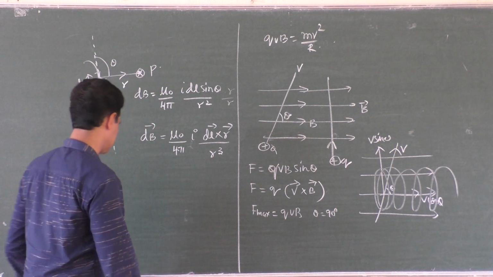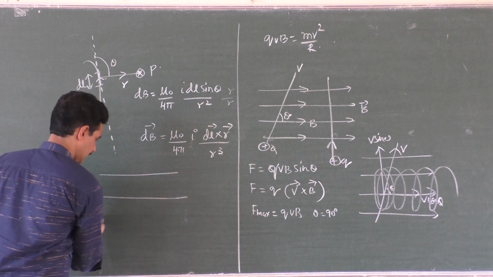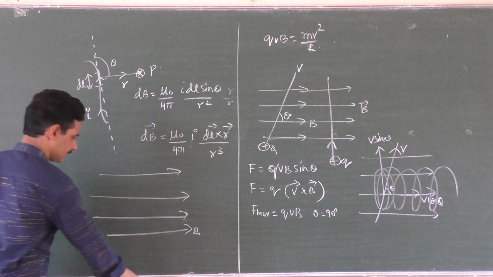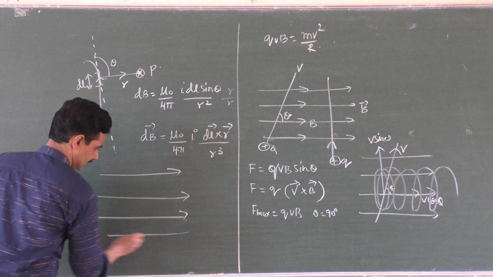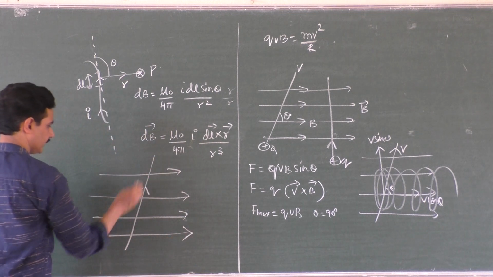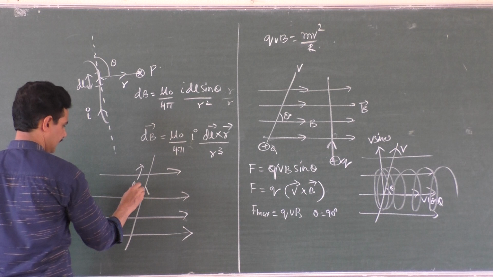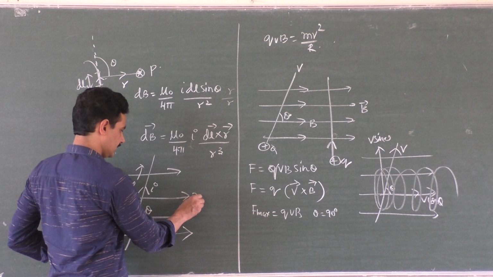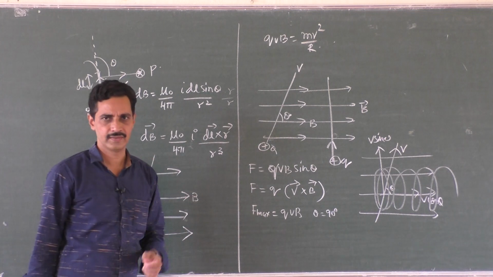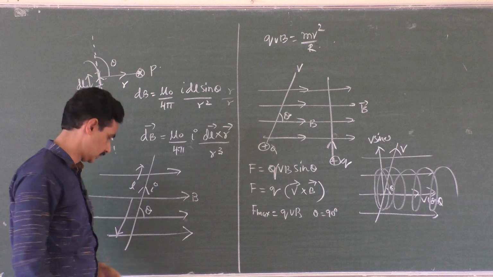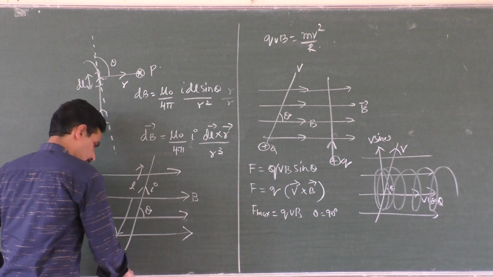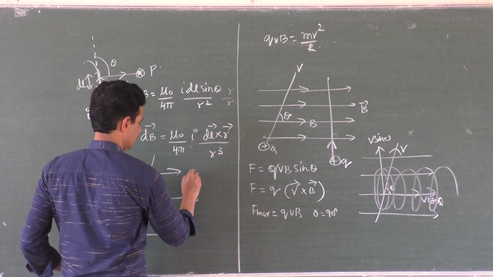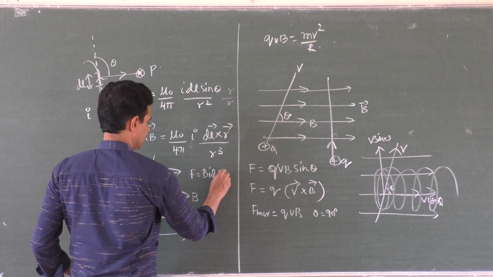Now if you take a straight conductor and keep it in a magnetic field, shown by parallel lines like this, and if a conductor of length L carrying current I is placed in the magnetic field making an angle theta, what is the force acting on this? Of course, there is a small derivation for it. You have to look into that. I don't go for all the methods. Finally, you will get BIL sine theta.